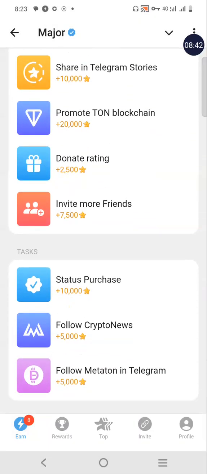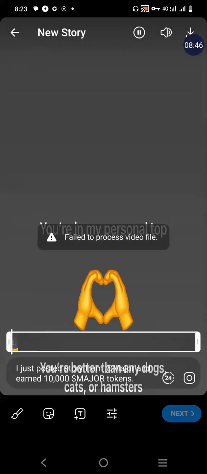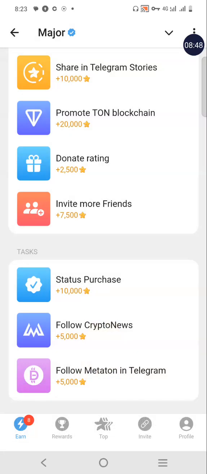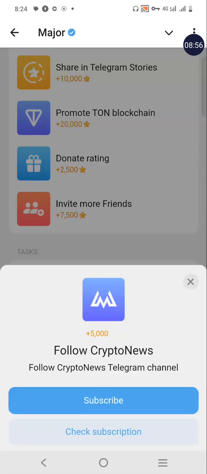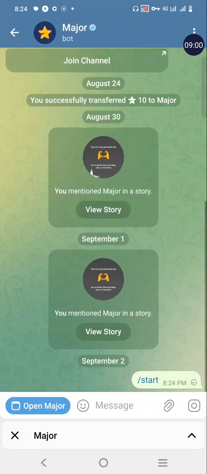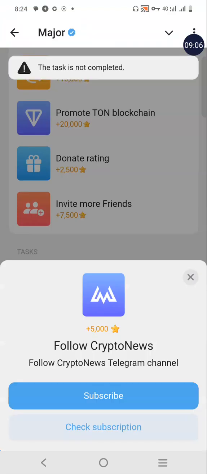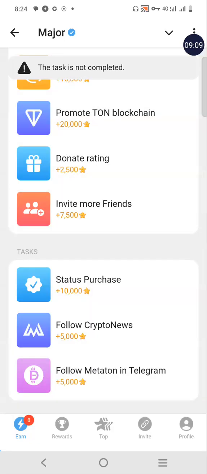Okay, there's status purchase, which involves money using Telegram Blue, Telegram Stars and the rest. Then follow Major on Telegram, follow crypto news on Telegram. So as you keep doing these tasks, you will come back to check the subscription after you accomplish them. If it is done successfully, the points will be released to you.